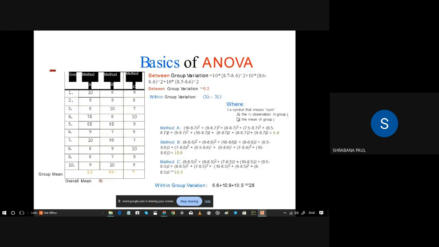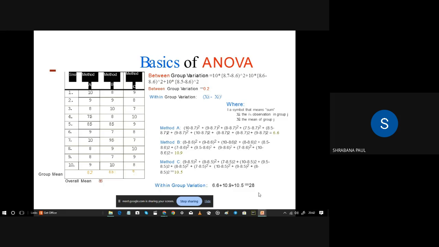Keep it aside. Now for the within-group variation. For method A, we calculate the variation for each observation: 10 minus 8.7, that is the group mean, whole square; 9 minus 8.7, and so on. We know this method, right? I'm not going to elaborate it. For each observation, we are doing this for method A, method B, and method C. We sum the variances and we get the variance within.